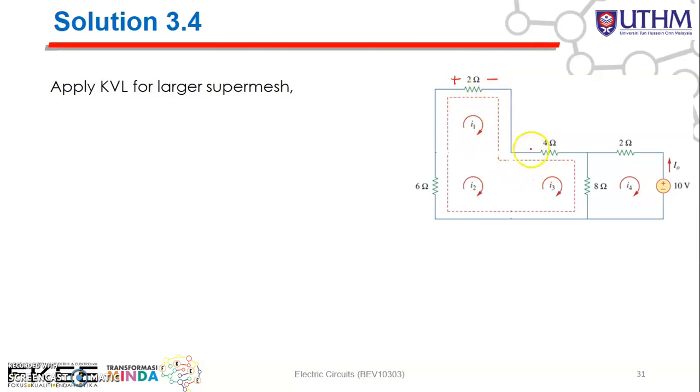Okay. And then here you have I3 flowing through the 4 ohm, so here you have positive and negative. And then I3 also flows through the 8 ohm here, positive and negative. And for this case, I2 will be flowing this side, so that's why you have positive and negative. Okay. So for the 8 ohm, you also have another current I4, which flows in this direction. So here you have positive and negative. Okay, here also you have positive and negative. Right. So then only you can apply KVL for the larger super mesh.